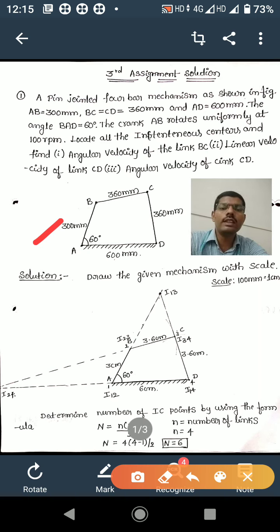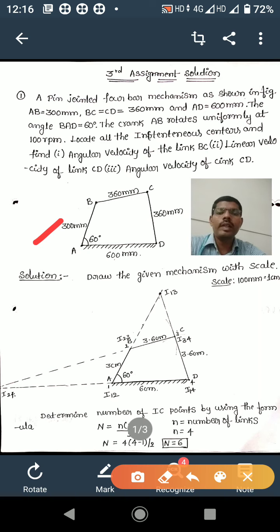You know how to draw this 4-bar mechanism. First draw the AD line, next draw the AB line at an angle of 60 degrees. Then by using the compass, cut an arc of BC 3.6 centimeter by using B as a center. Then for the CD line, using D as a center, cut an arc. You will get an intersection point C. So join BC and CD, and it will complete the 4-bar mechanism.